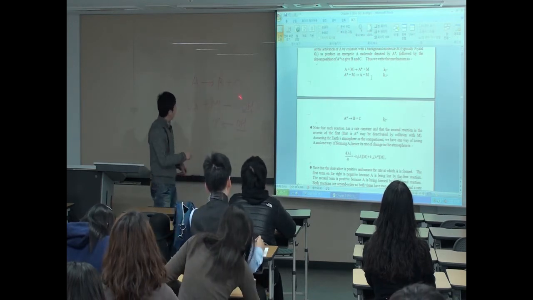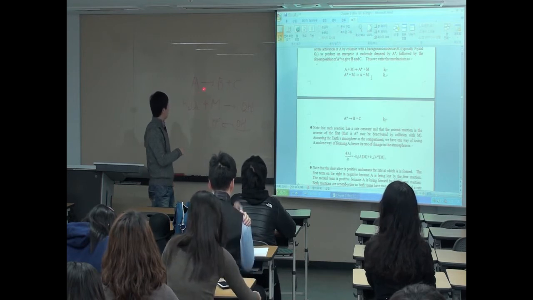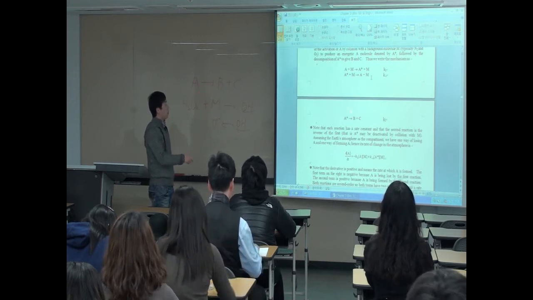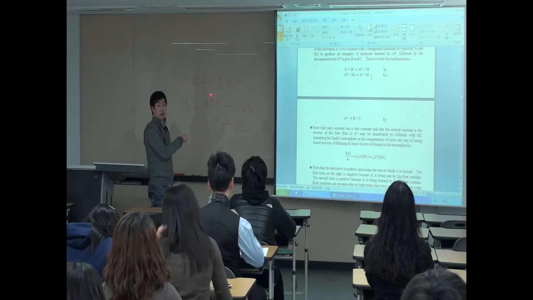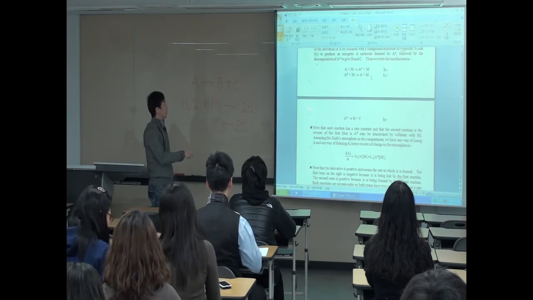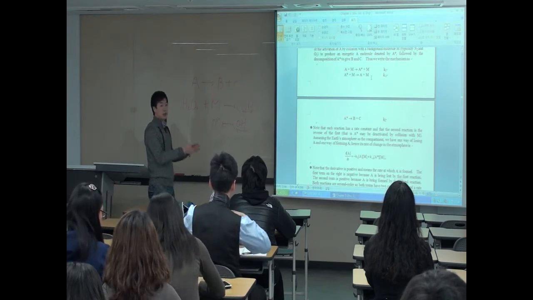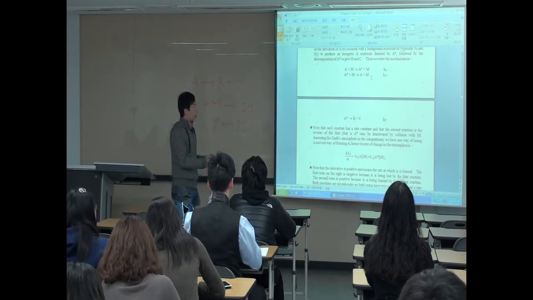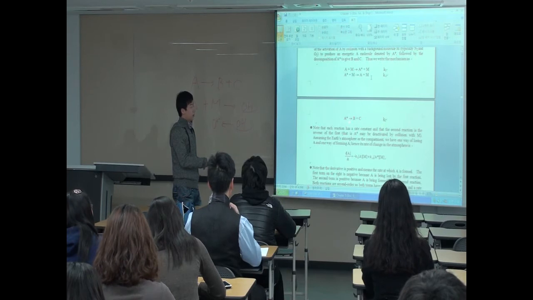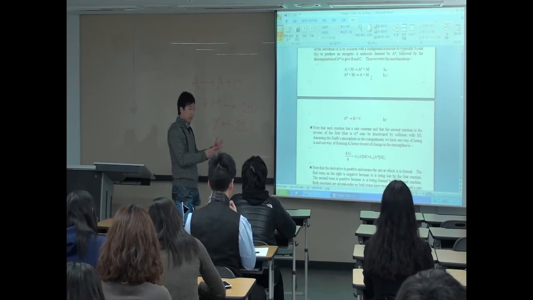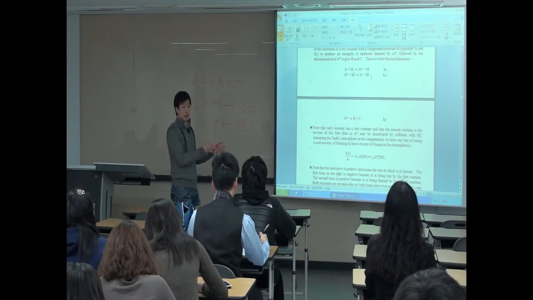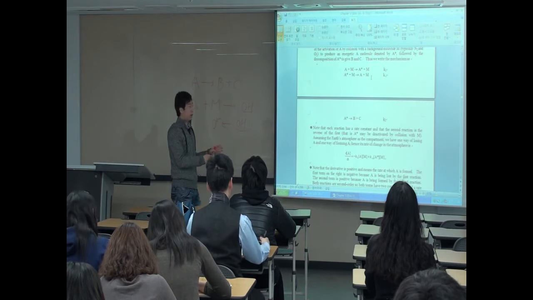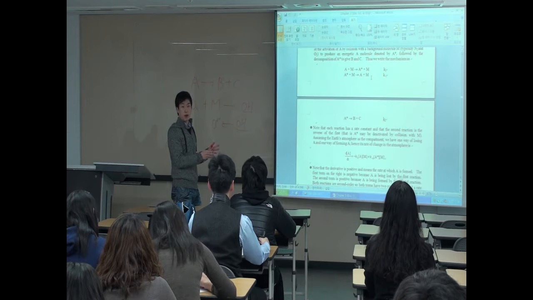As you can see, there is no A star in the overall reaction, so we can say that A star is the intermediate compound. So we use this kind of intermediate compound to get the concentration of the final product. That is what we call the pseudo steady state approach.